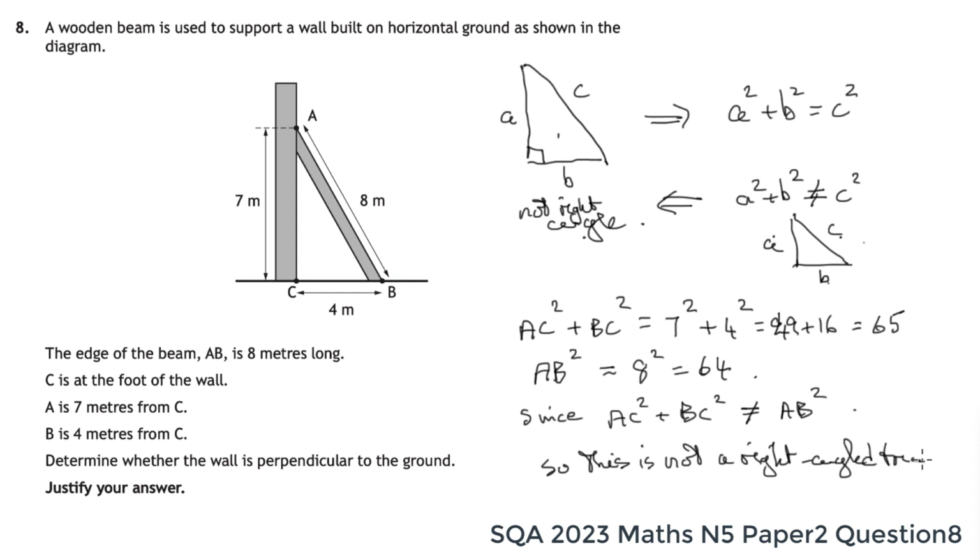Now, have we answered the question? All we've discovered is this is not a right angled triangle. And the question says determine whether the wall is perpendicular. So the wall cannot be perpendicular. The only way the wall would be perpendicular with the ground is if this was a right angle. We've just shown it's not. So the wall is not perpendicular to the ground.